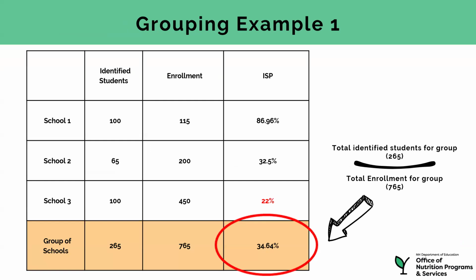So here is a grouping example. In this example, there are 3 schools in an LEA that are grouped together. So school 3 would not qualify to participate in CEP given their standalone ISP. But when grouped with higher ISP schools, such as school number 1 and 2, now all 3 schools can qualify. With this grouping configuration, schools 1, 2, and 3 would all have a combined ISP of 34.64%.